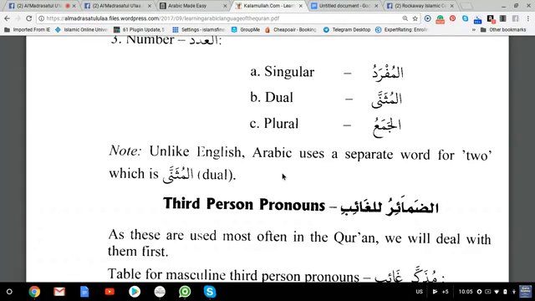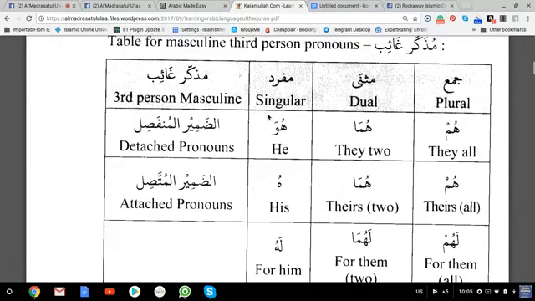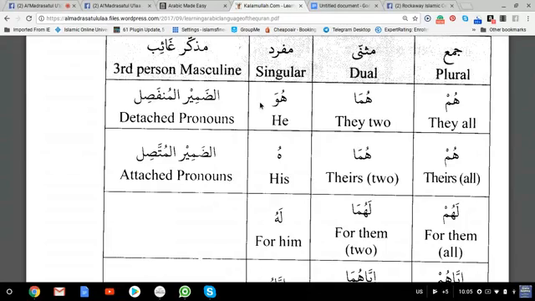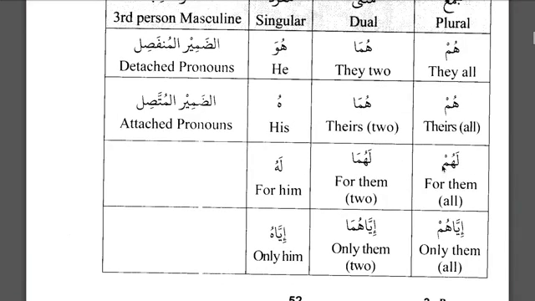The third person pronouns, which we see in the chart in front of us: the plural, the dual, and the singular. For the plural you have hum, which means three and more, huma, which means two, and huwa, which is he, for the masculine. Then we have the attached pronouns, hum, huma, and hu. There's something new: lahum, lahuma, lahu.